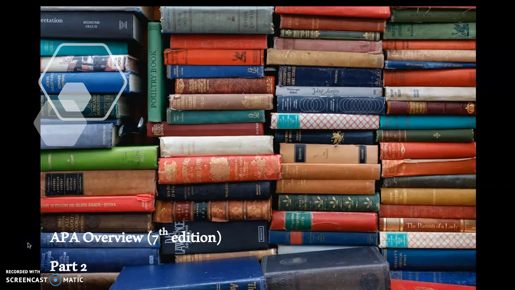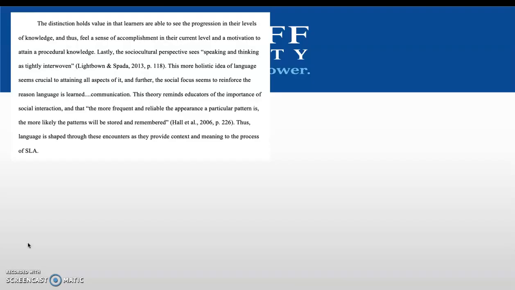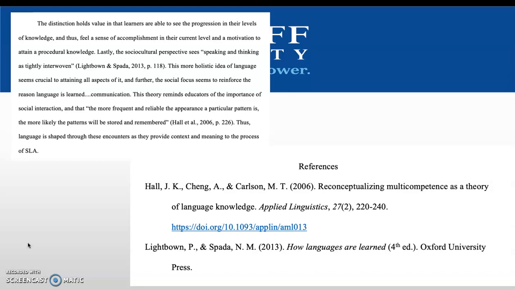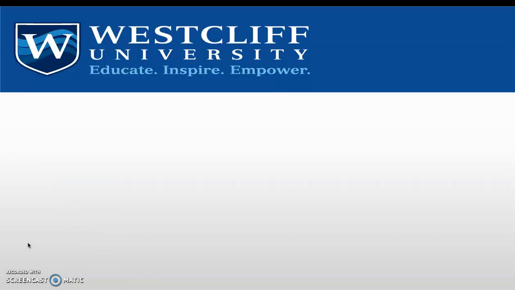Section 2 of this training will focus specifically on references. Now, one thing to note with the references is that all in-text citations should have a corresponding reference, and all references should have a corresponding in-text citation. So there should be a balance between the two.